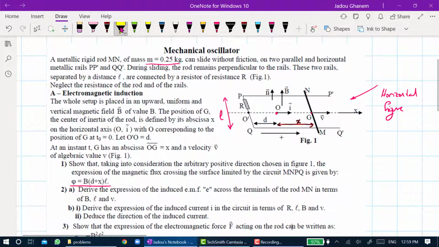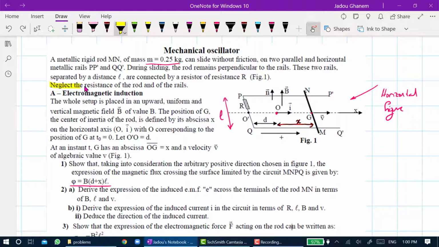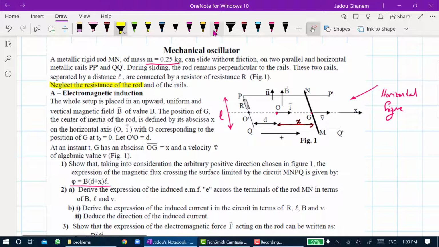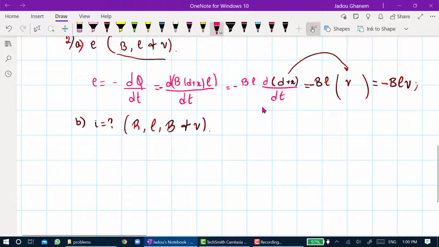It's not about the rod. But here they said one sentence, which is neglect the resistance of the rod and of the rails. So the small r of the rod is neglected, and we just care for the capital R in this circuit. In general, the voltage here will be equal to R times I in this circuit as a whole. So to find I, we write E equals R times I, so I will be equal to E over R.